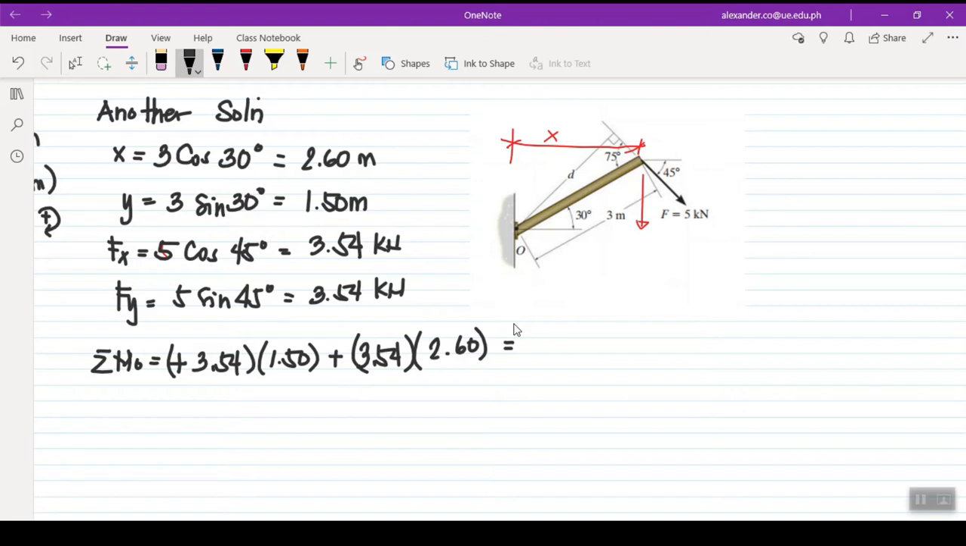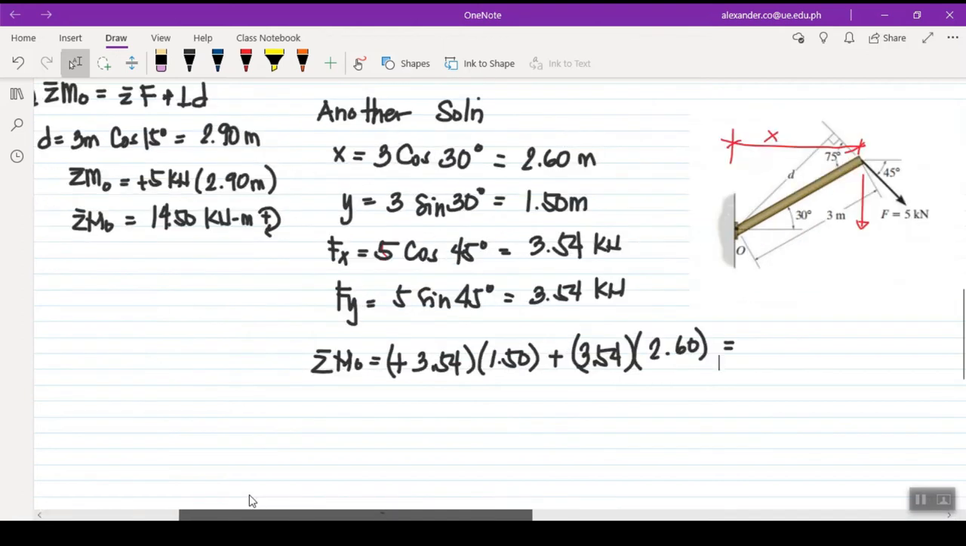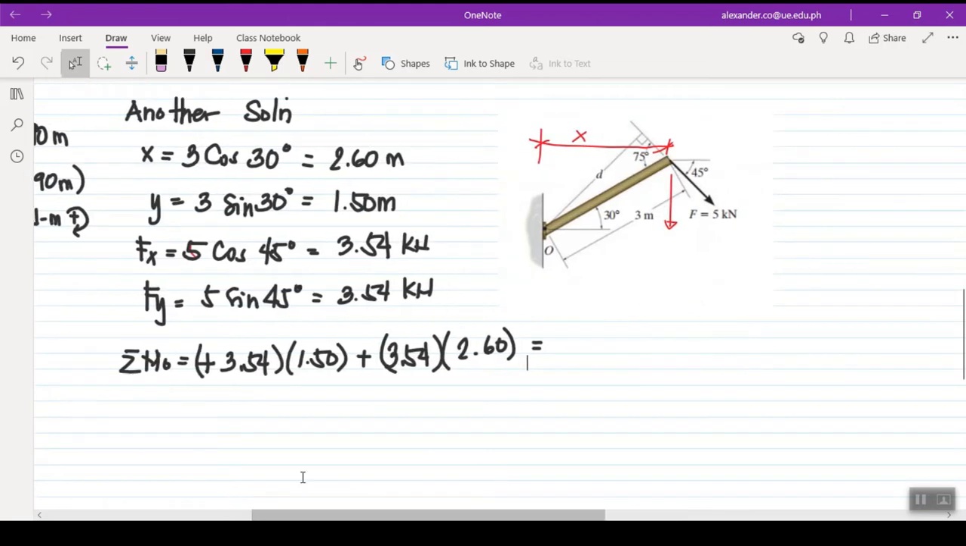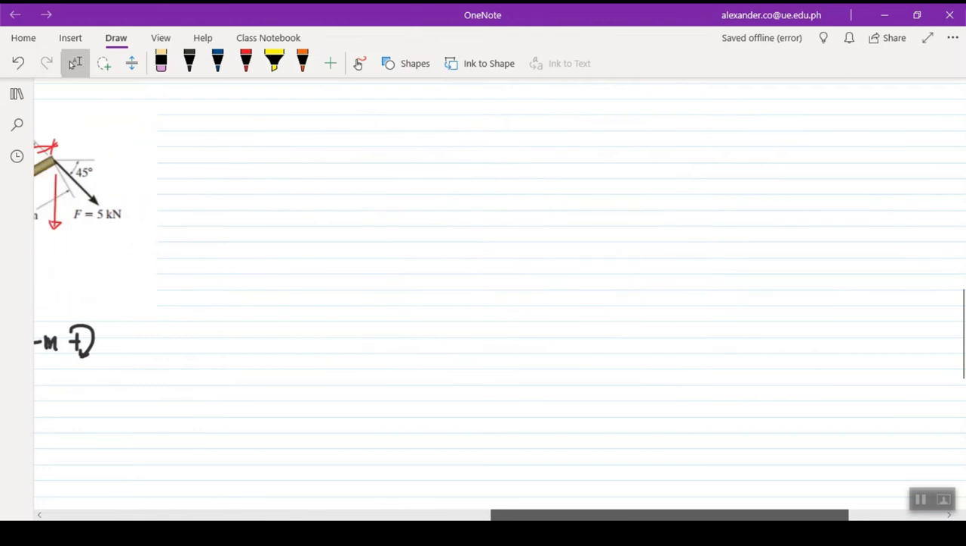Okay? So, tignan natin. 3.54 times 1.5 plus 3.54 times 2.6. 14.51. Ba't magkaiba? Ay, parehas lang. 14.51. Konti lang diferensya. So, tama. 14.51 kilonewton meter. Still positive clockwise. Diba? Okay. Meron pang another technique. There's more than one way really to solve this one. Paano pa yung isa?